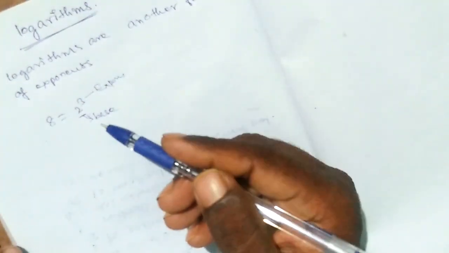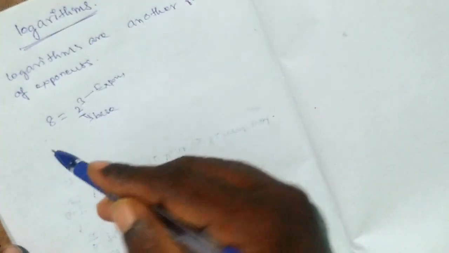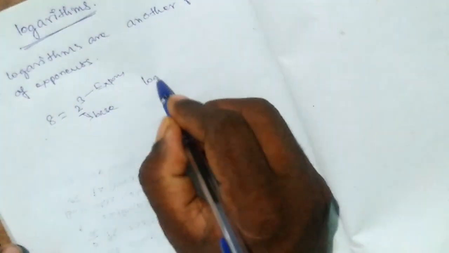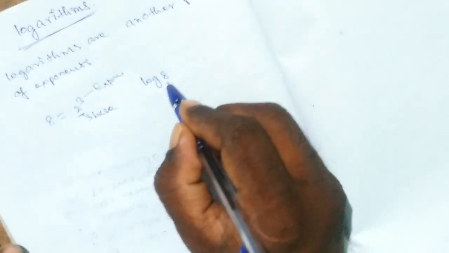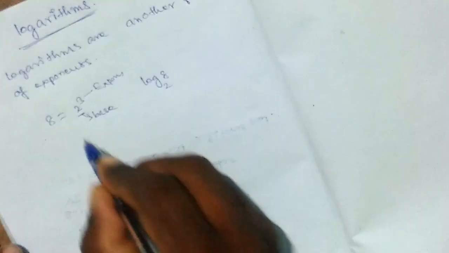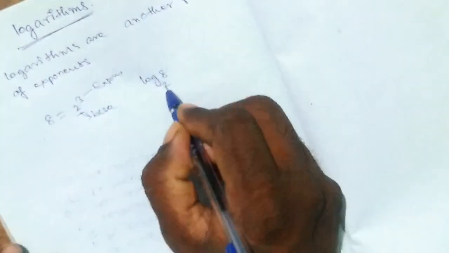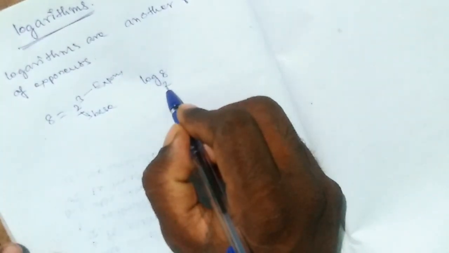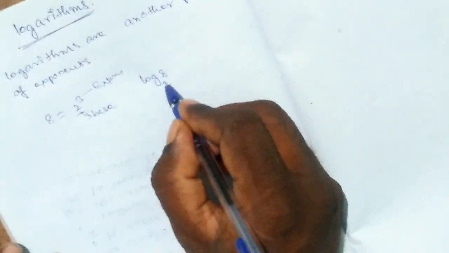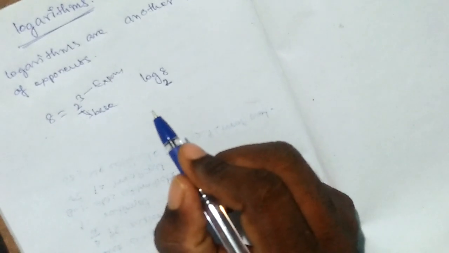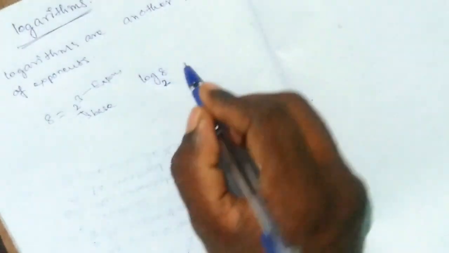How can we change this exponential form into logarithm? It is very simple. Log 8 base 2. What we have here? Base 2. That base you have to write as a down suffix, a small 2, not bigger than 8. That is equal to 3.